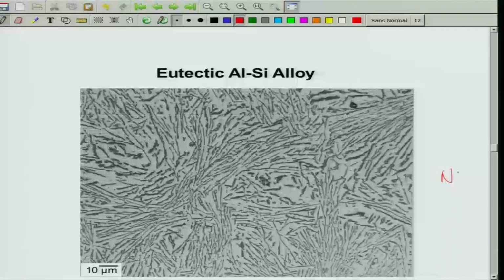Sodium is Na, strontium is Sr, or rare earth metals or a mixture of rare earth metals, sometimes known as Misch metal, M-I-S-C-H, Misch metal. Three different types of things are added, sometimes together, sometimes separately, to modify the microstructure, to modify these silicon needles. And this has been discovered out of serendipity. Nobody knew that it would happen. Somebody probably had tried to add sodium into it and then found that the microstructure does get changed.